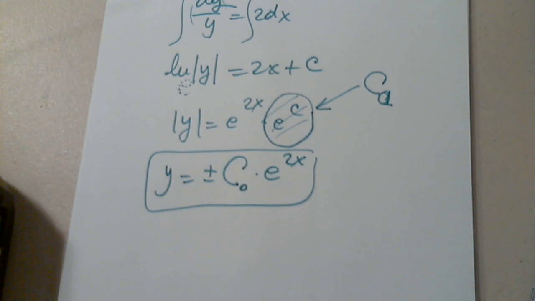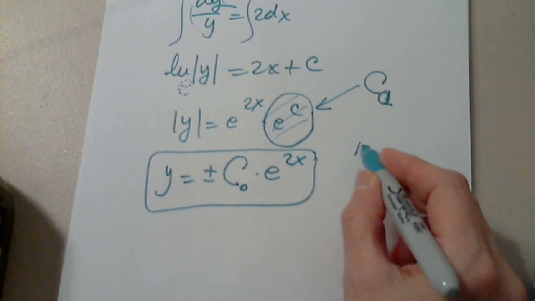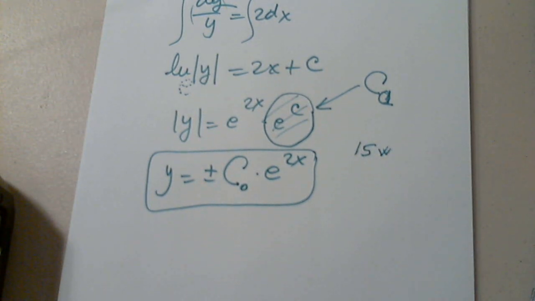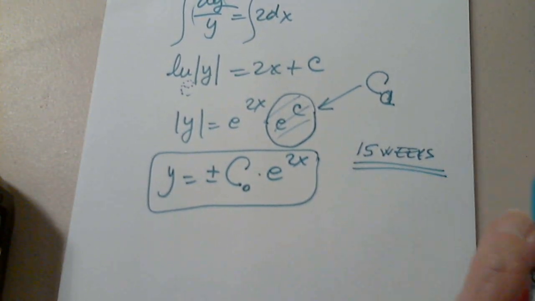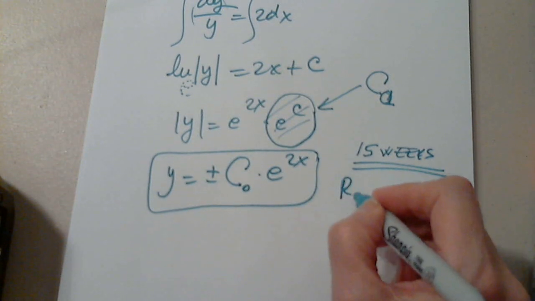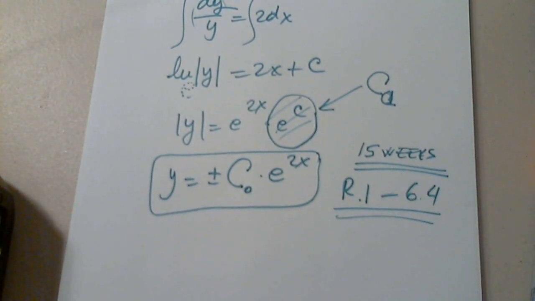It's a lot. Remember, I sympathize with my students always. We had 15 weeks, and we went from R.1 through 6.4. A lot of topics, a lot. So I know it's, especially now at the end, it gets confusing. I know that.